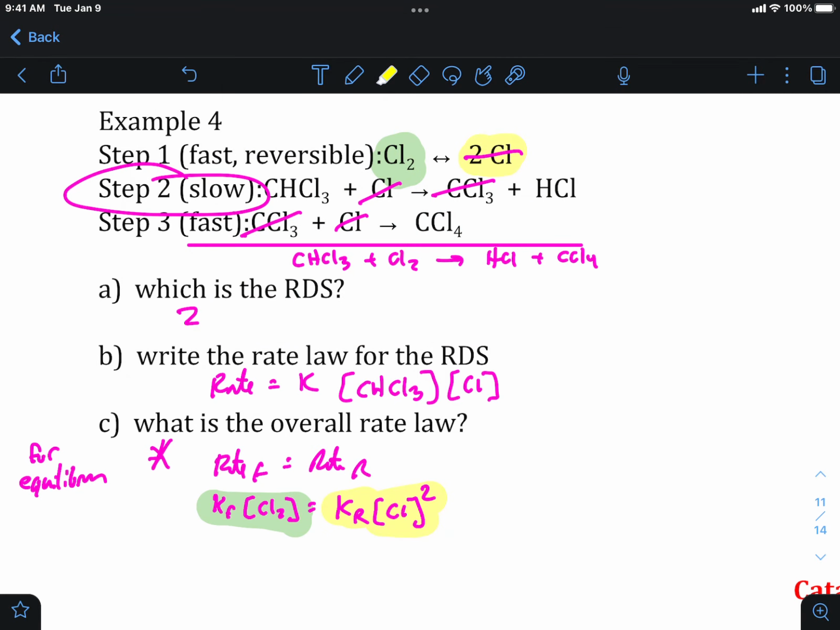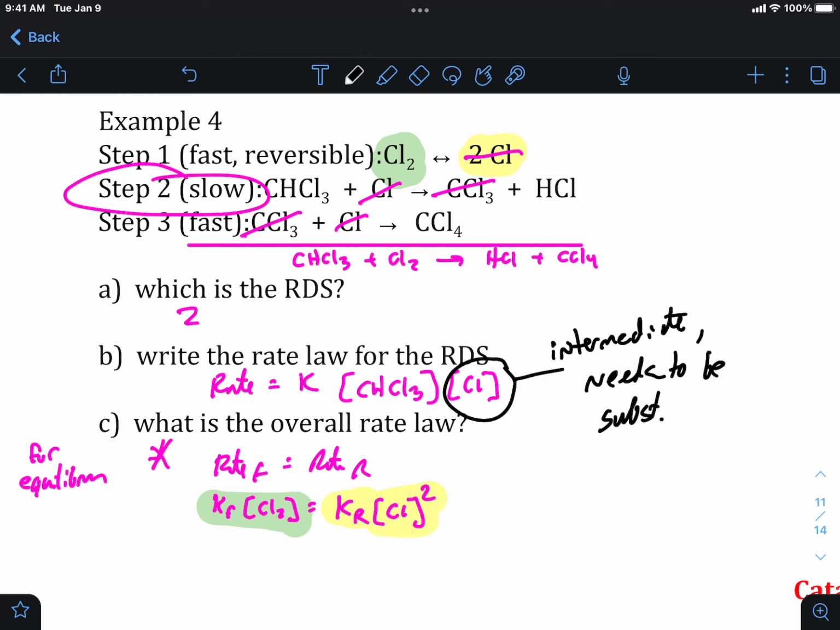I'm going to pause right here. So far, does that make sense? Okay? All right, so what I want to do is look at your rate law. What is the variable that needs to be substituted and replaced in your rate law that you wrote? The Cl. All right, the chlorine. Okay, so let's make a note of that. Needs to be substituted.